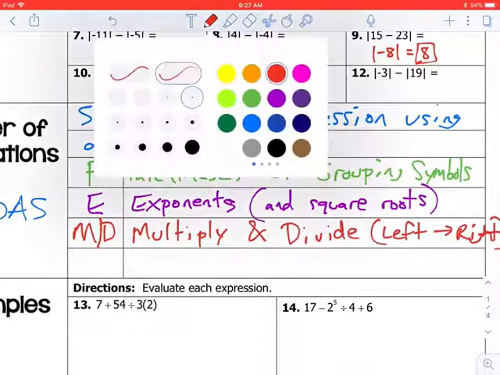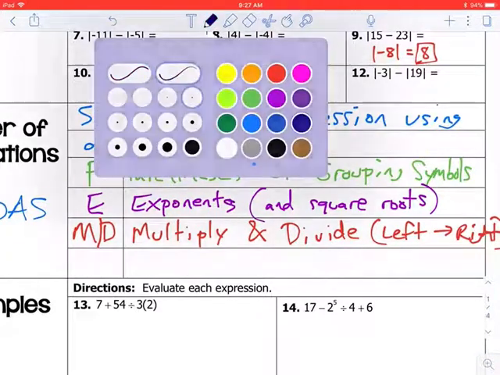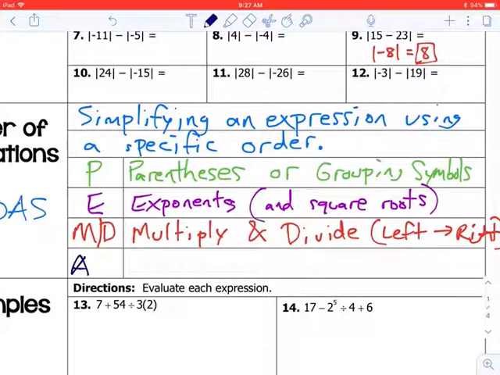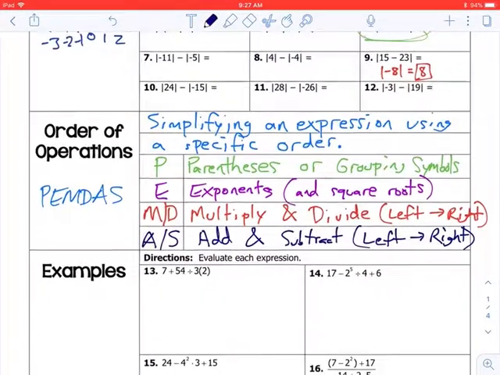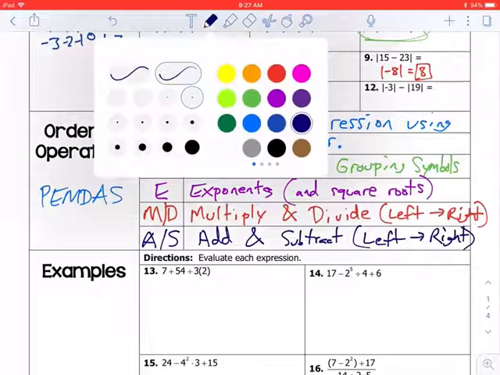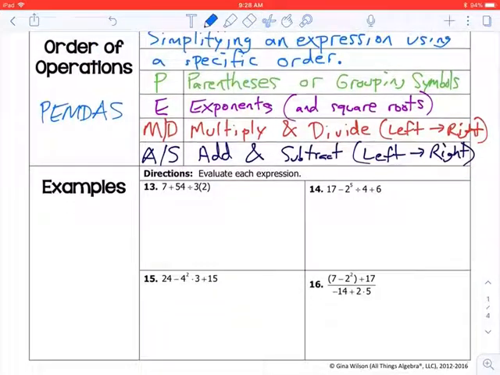All right. And then our last one, we always wrap up with A and S, add and subtract. That is not a very good ampersand. Let's try that again. Add and subtract. Again, left to right. All right, so parentheses, exponents, multiply, divide, and add, subtract.